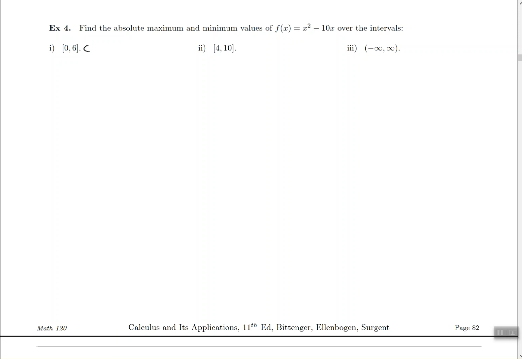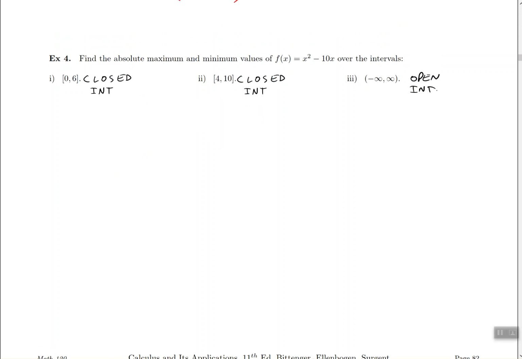The first two parts are going to be closed intervals. That's because of the bracket on 0 and the bracket on 6, and again it's going to be a closed interval on 4 to 10. The final one is going to be an open interval. So we'll see the difference between each one of those and how to do the math for each one of them.